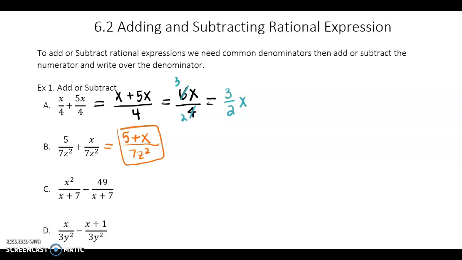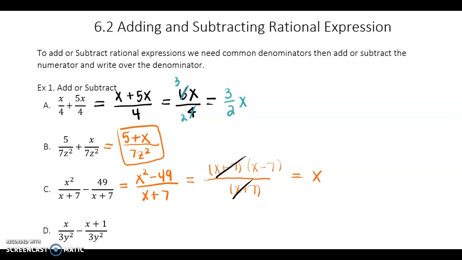Alright, next we're going to go ahead and subtract now. So this is x squared minus 49 and then over x plus 7. Okay, and then whenever you see a quadratic, you should always try to factor. So I could actually factor this out to x plus 7, x minus 7, x plus 7 on the bottom. Those would cancel out. And you have x minus 7 as your answer.